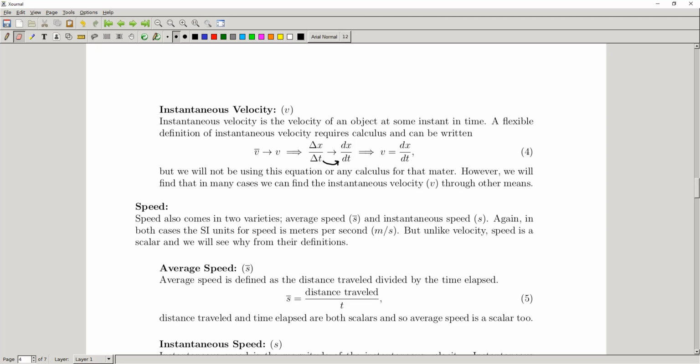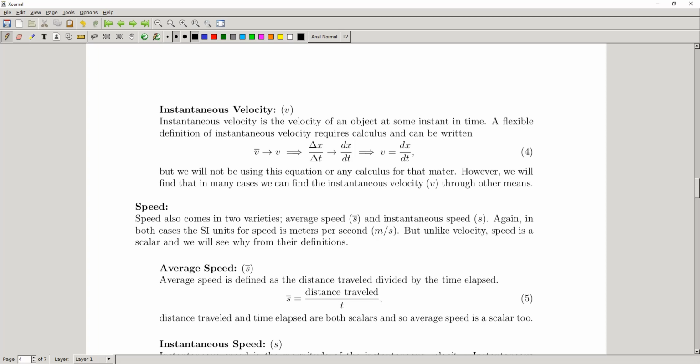I'm going to erase these again to not mess up the notes, but just keep in mind, don't be concerned that you see some calculus here. We're not going to be using this equation. It's just good to know that there is a more flexible way to get these instantaneous velocities if we would need them. Okay, so we've talked about velocity, which was a vector, and it's described by this change in displacement over a change in time.